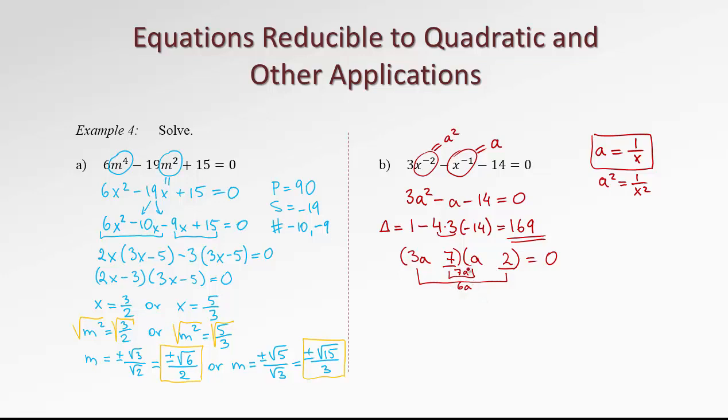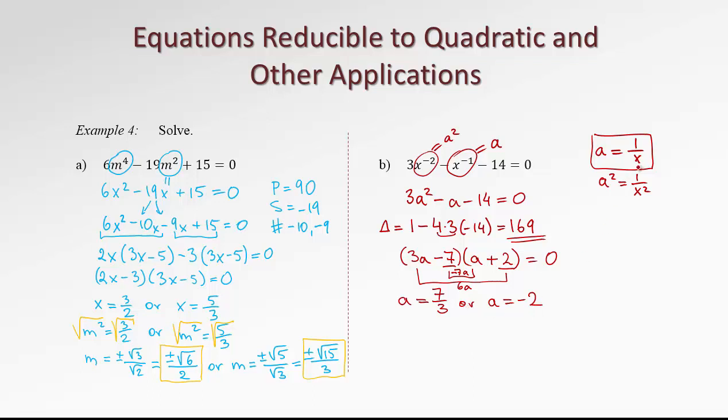Since we want the overall sum to be negative, this 7 must be with a negative sign. So negative 7 and plus 2 would work. Okay, therefore a from the first bracket would be 7/3, or from the second bracket, negative 2.